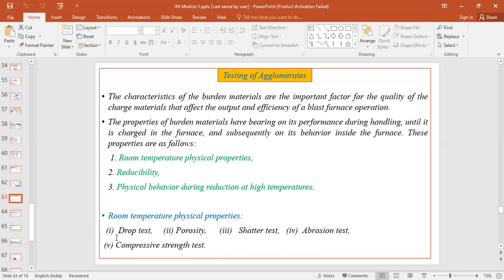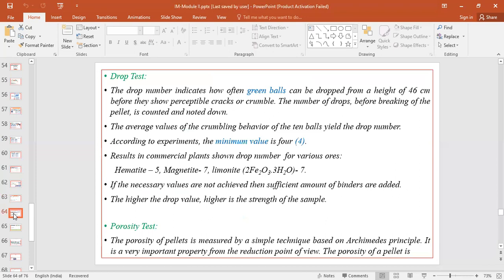Room temperature physical tests, if you see, are: one is a drop test, then a porosity test, then shatter, or you can say the tumbler test, then CCS, that's the cold compression strength test. These are the room temperature tests which we perform for the agglomerate. So let's see one by one. The drop test, basically we do it for the green pellets to check their drop strength, so that during transportation they should not become fragile.